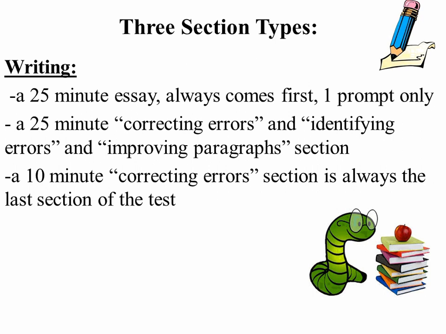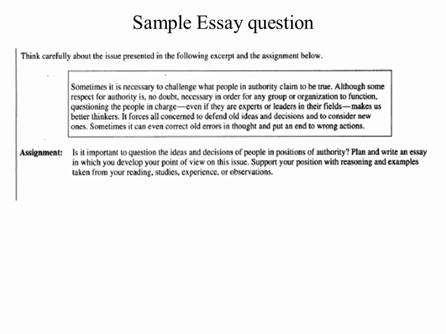Then the other two sections are multiple choice. So there's a 25-minute correcting errors and identifying errors and improving paragraph section. So all three of those kinds of questions show up in that section, and that's usually in the middle of the test. And then the last section of the test is always a 10-minute writing section that just has correcting errors questions. So we'll look at some examples of those kinds of questions.